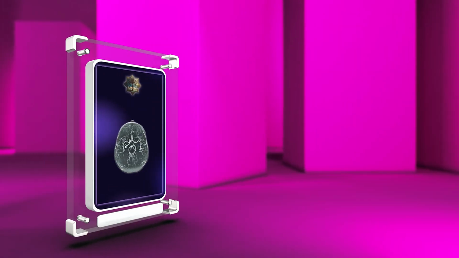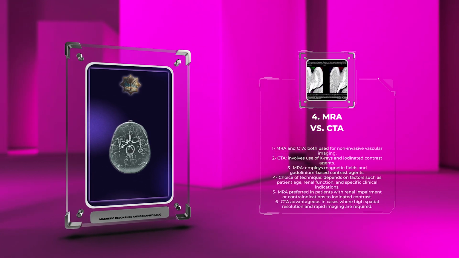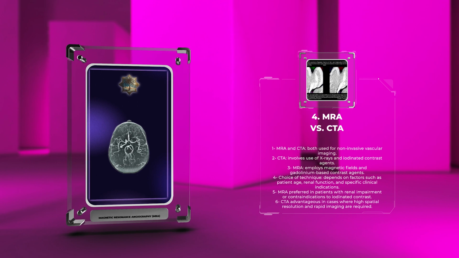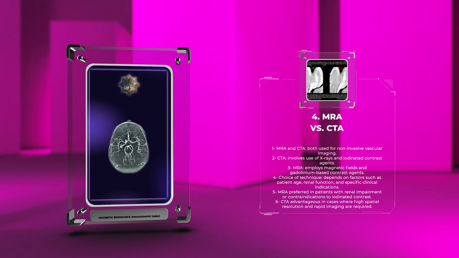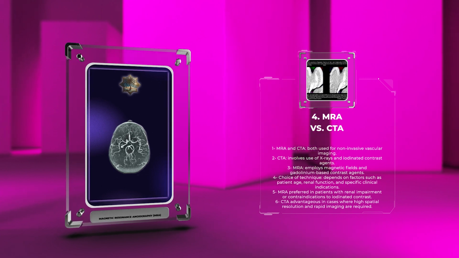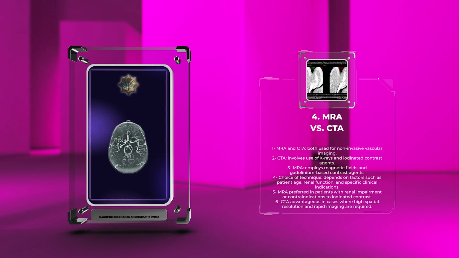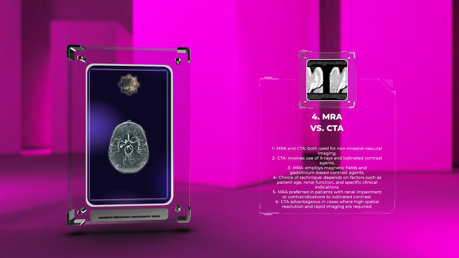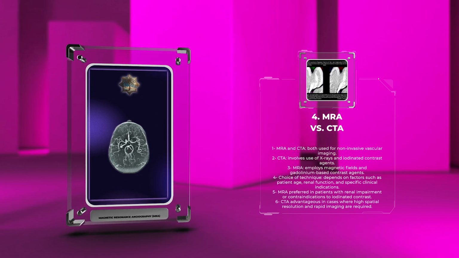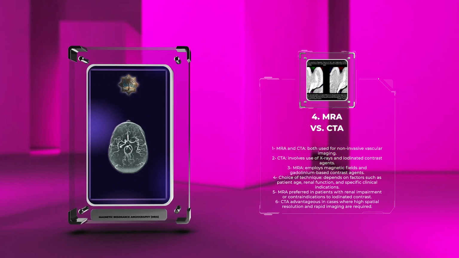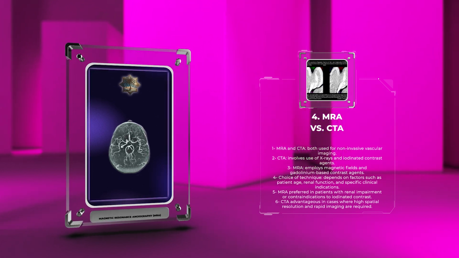MRA and computed tomography angiography, CTA, are both used for non-invasive vascular imaging. While CTA involves the use of X-rays and iodinated contrast agents, MRA employs magnetic fields and gadolinium-based contrast agents. Both techniques offer valuable diagnostic information, but their choice depends on factors such as patient age, renal function, and specific clinical indications. MRA is preferred in patients with renal impairment or contraindications to iodinated contrast, whereas CTA is advantageous in cases where high spatial resolution and rapid imaging are required.